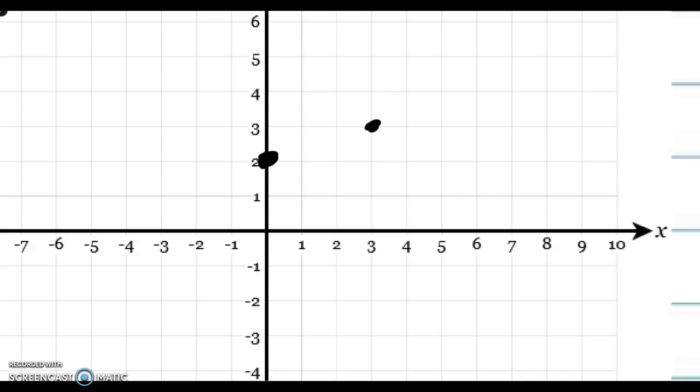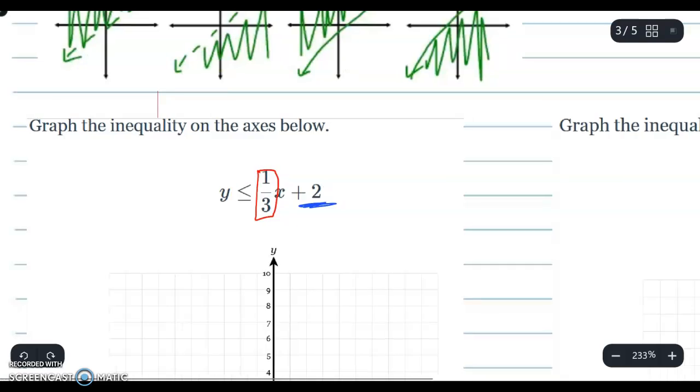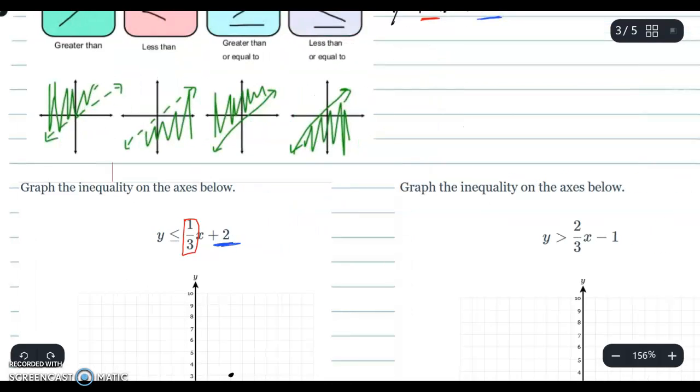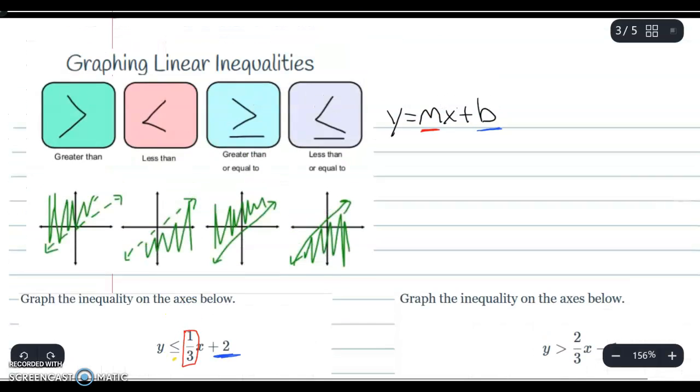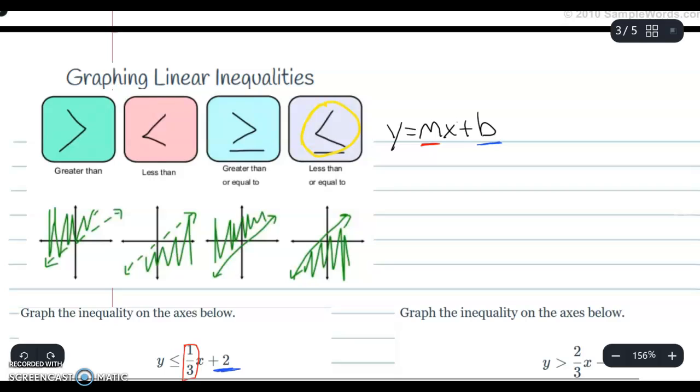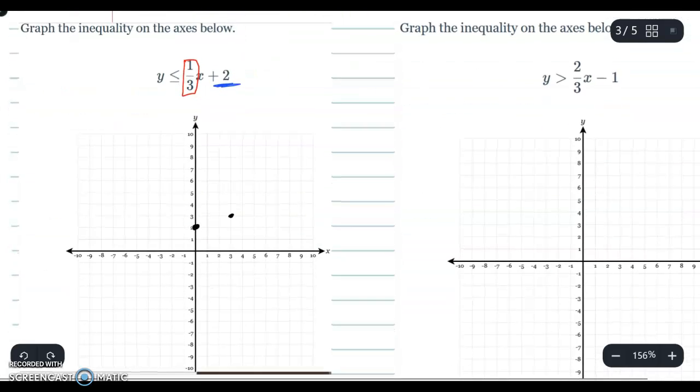Now, that's when the inequality comes into play. You'll see that we're doing a less than or equal to. I find less than or equal to here, and I know I need to do 2 things: have a solid line and shade below. Solid line, shade below. So that's what I'm going to do.